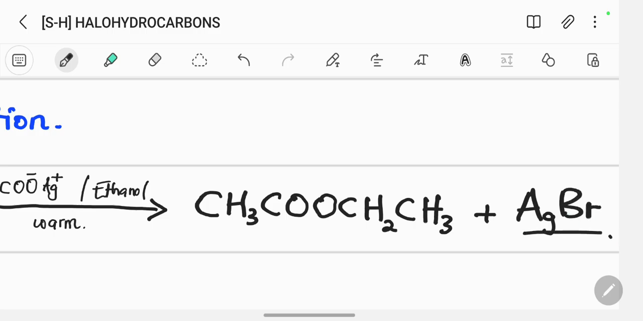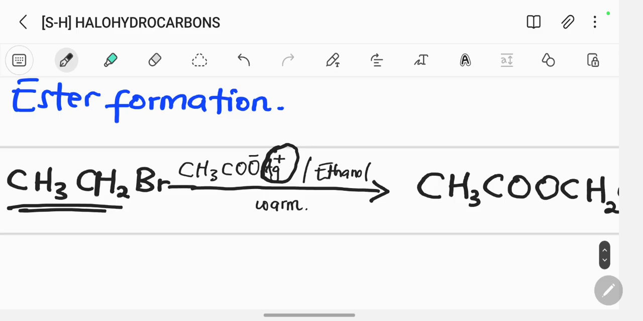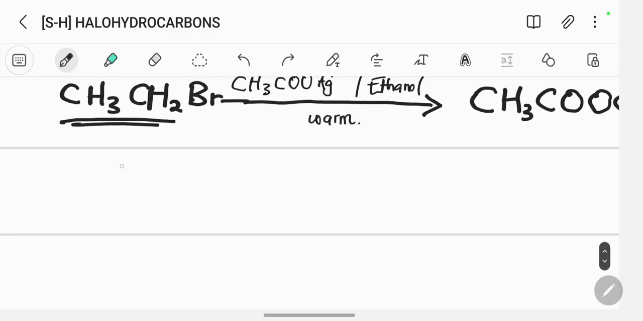So I think that it's a substitution reaction, and it's that kind of reaction where silver is being displaced. So where there is silver, we shall replace it with this ethyl group there. So the mechanism is following the same trend.